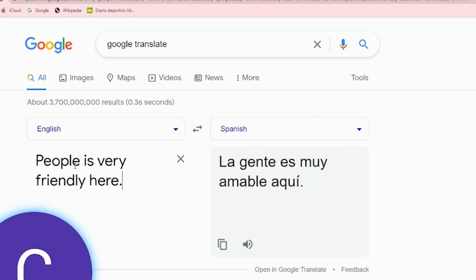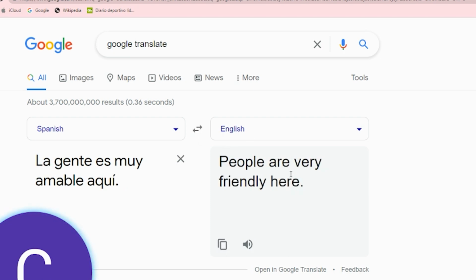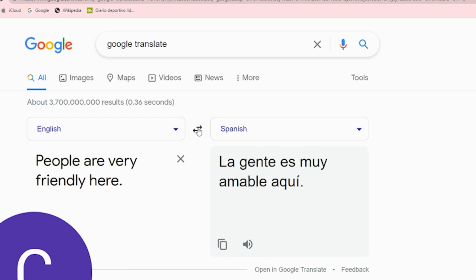Why does it do that? Because it is a translator, not a teacher, and its function is to provide you with a translation, not a correction. It understands what you want to say, ignores the mistake, and gives you the correct translation. So you can just do this and see that it corrected the mistake here. So you can use it, but be careful.